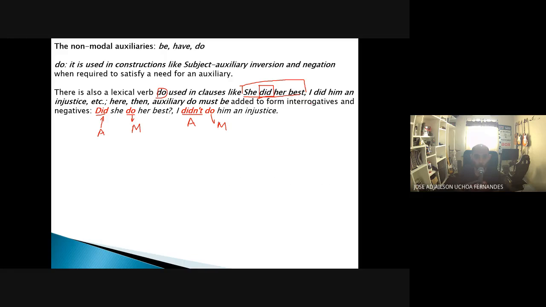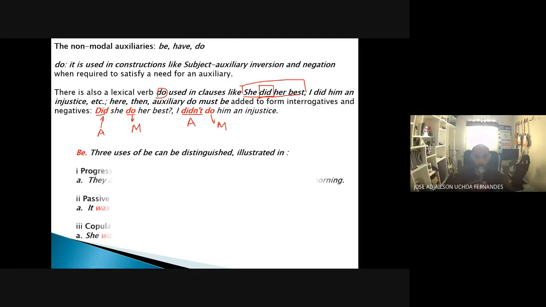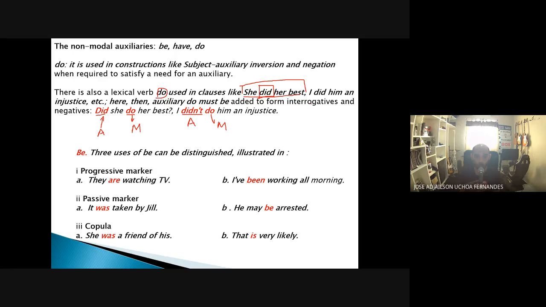Okay, is this clear for you that we have two instances of do being used, one as an auxiliary verb and the other one as the main verb? Can you see that? Yes. Okay, it's clear. So let's go to be. We have three uses of be that can be distinguished, and we are going to illustrate them in these examples.